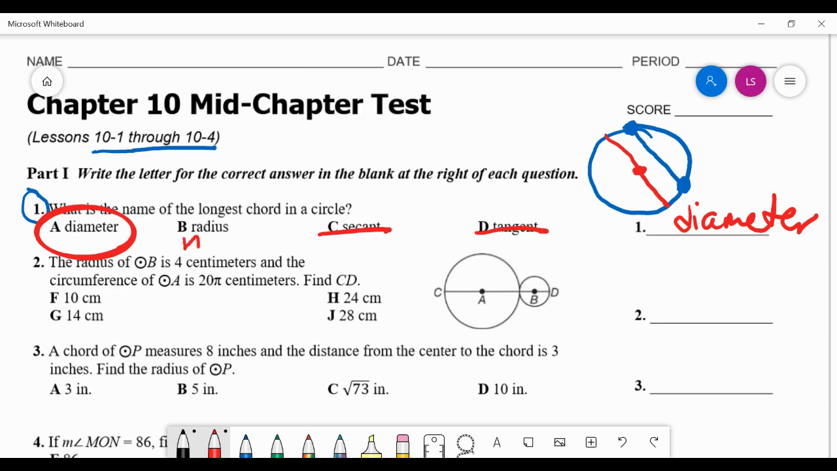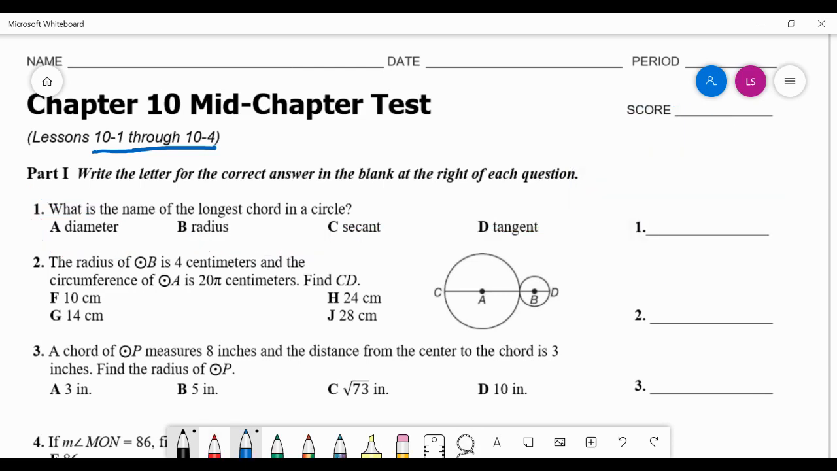And the radius is not a chord because the radius goes from the center of a circle to one end of the circle. It only touches one end of a circle. It doesn't touch two ends of a circle. So that's number 1.